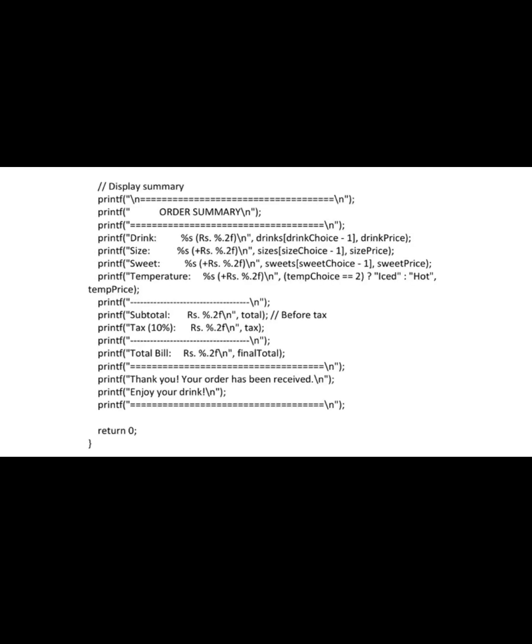And this is the payoff. All that validated data is used to print a perfectly formatted order summary. It lists the drink, the size, the temperature, and the sweet, all clearly listed with the correct prices. Finally, it shows the subtotal, the 10% tax, and the final total bill. It's clean, it's accurate, and it's reliable.